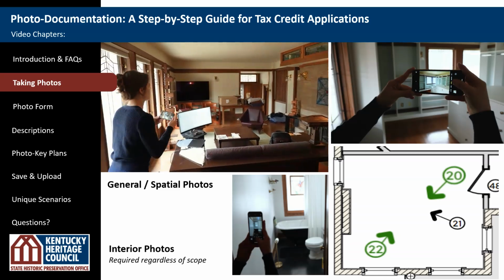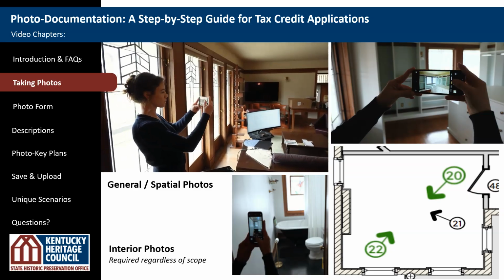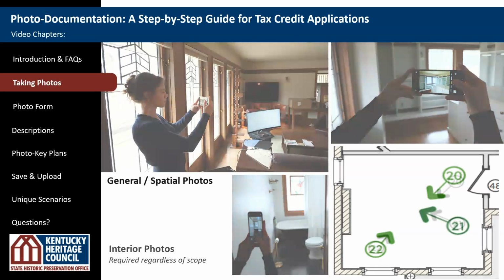Additional photos of architectural features and areas that will undergo change may also be necessary, so the proposed changes that are described in the Part 2 application can be supported with visual references. If you're taking after photos, be sure to take detailed photos of the areas that were altered. It's always best to take your after photos from the same location as the before photos whenever possible.